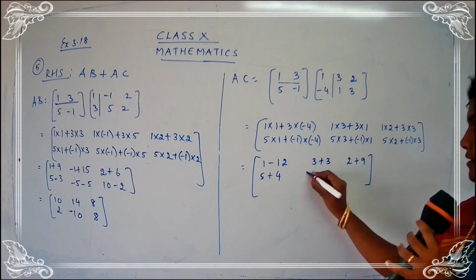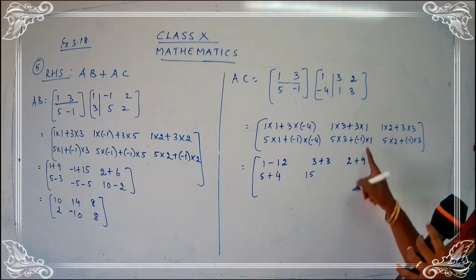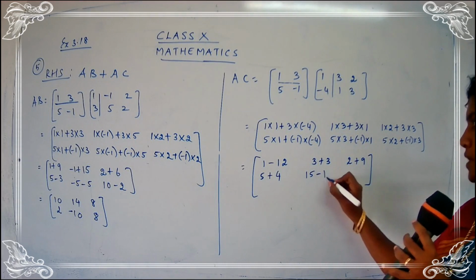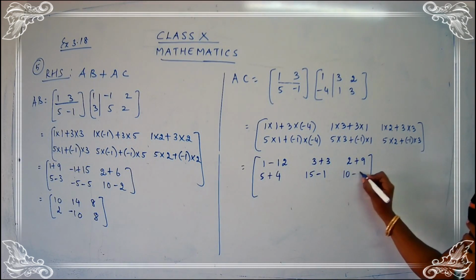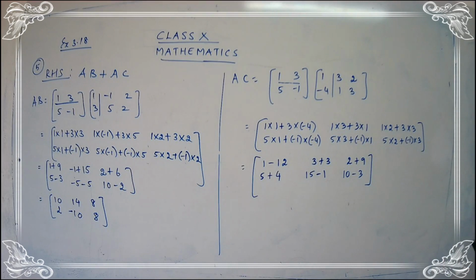5 threes are 15. Minus 1 into 1, minus 1. 5 twos are 10. Minus 1 into 3, it's minus 3. So we have found the answer.